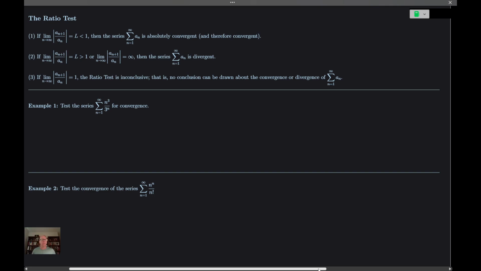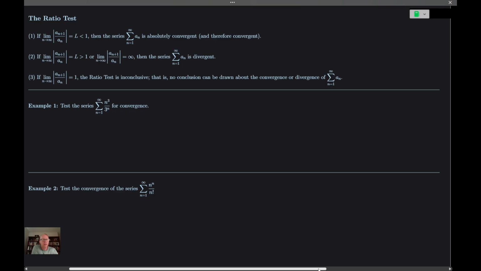We're going to look at a couple more tests for infinite series and how we can tell if a particular infinite series converges or diverges. And again, we're not so much concerned with what the sum of the series is. We're just really looking at, does it converge? So the first one is called the ratio test.